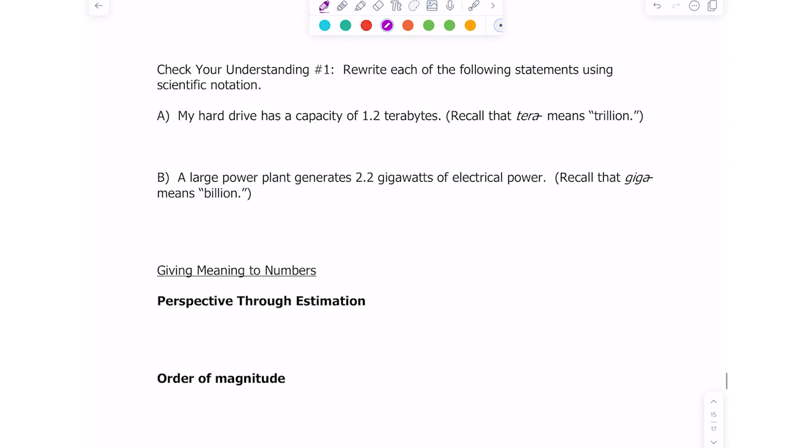Here's a couple for you to try, and there's some clues there and reminders about what tera and giga means. So you can try those on your own.